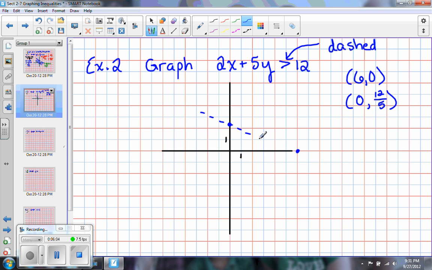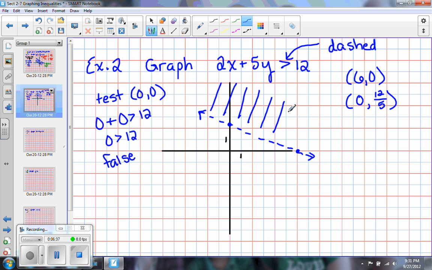So here's my dashed line. And now I have to decide which side to shade. So again, I'm going to use 0, 0, because remember, I can do that as long as my line does not go through 0, 0. So if I plug 0, 0 in, I'm going to get 0 plus 0 is greater than 12. Well, this is false, which tells me to shade the side that does not include my test point. So I would be shading this side. All the values on this side of the line will make the inequality true.